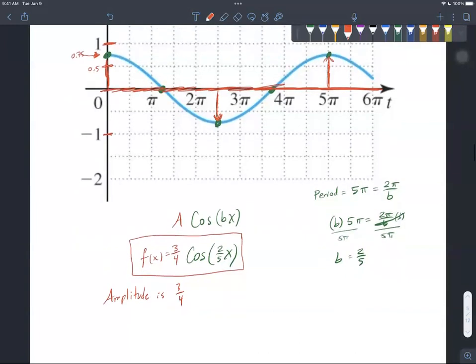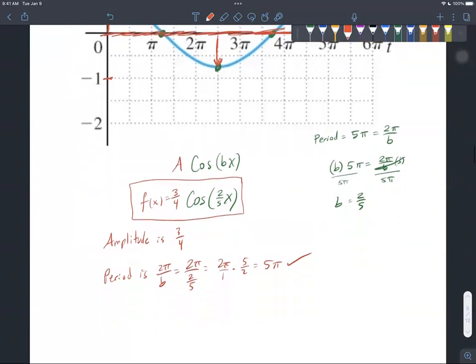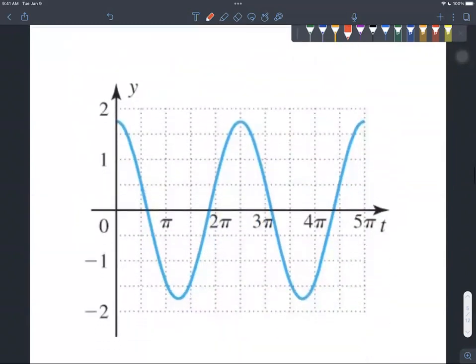And then the period, let's just double check this here. The period is 2 pi divided by b, but we said that b is 2/5. And so 2 pi divided by 2/5 is the same thing as 2 pi times 5/2. If we multiply this out, we get 5 pi. Oh, and that's exactly what the period is in the graph that was given. Okay, so that boxed function is the correct one. There are a couple problems like this on the worksheet. Let's take a look at another one.